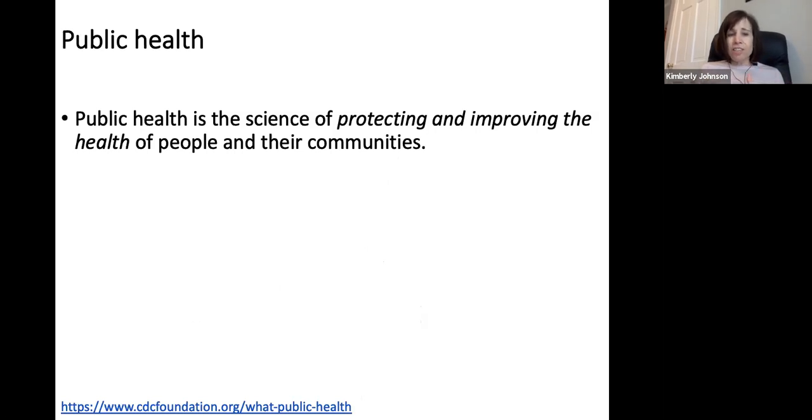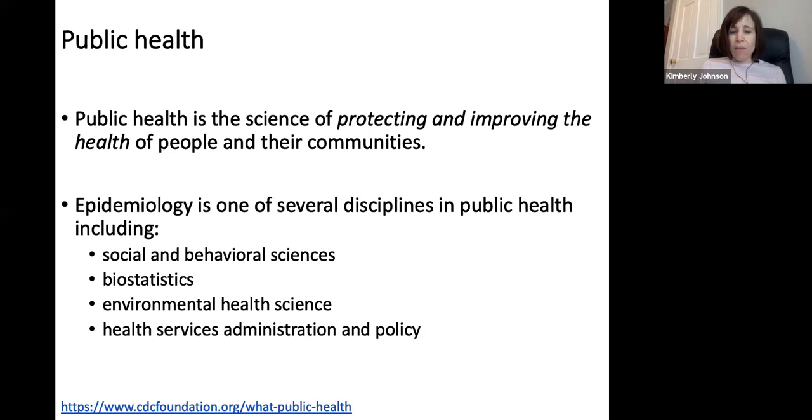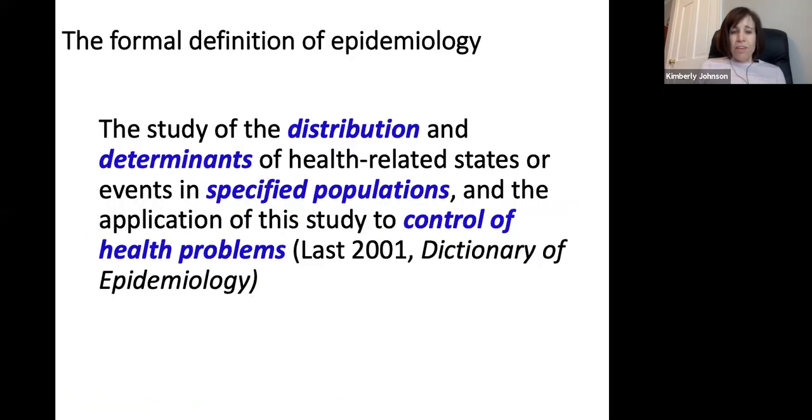So epidemiology is situated within the broad field of public health, and public health is defined as the science of protecting and improving health of people and their communities. Epidemiology is one of several disciplines in public health, including social and behavioral sciences, biostatistics, environmental health science, and health services administration and policy. So here's the formal definition of epidemiology that we like to teach our students, because I think it captures everything that epidemiologists are involved with, and that is the study of the distribution and determinants of health-related states or events in specified populations and the application of this study to control health problems.